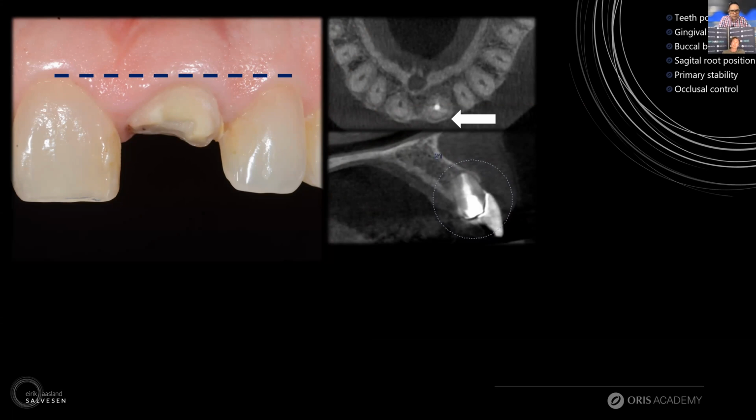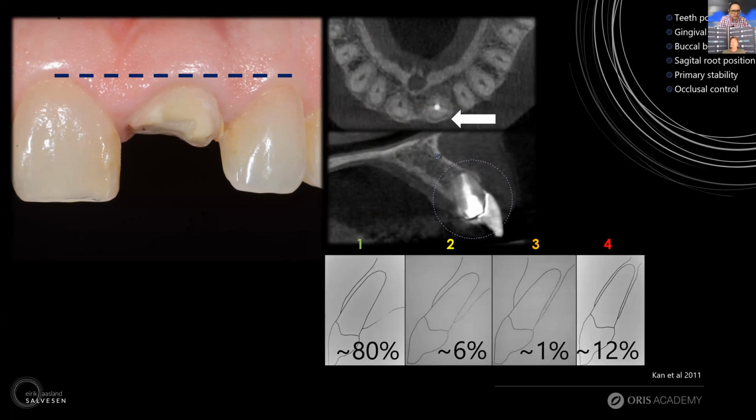And if you remember now, you know that this is a class 1 positioning in the sagittal slice of the cone beam CT. And you see that class 1 offers you about 80% of the cases, while the rest of them, like 2 and 3, are very rare. It's around 1%, so you're not going to face it often. But class 4 is more than 10%.